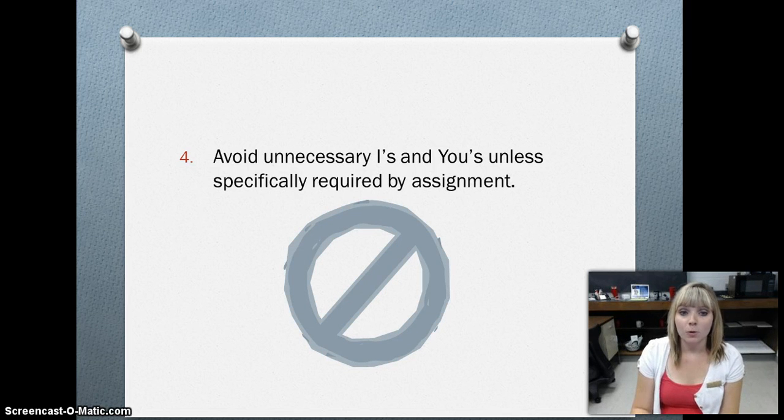You also want to avoid unnecessary I's and you's unless specifically required by the assignment. Most teachers will want papers to be free of personal input with pronouns like I and you. And if you have those in your paper, and especially if you have used both of those in your paper, you want to try to avoid that and go through and find a different way to say those things without the I and without the you. Again, unless your specific assignment requires it.